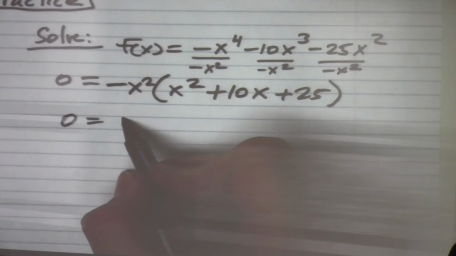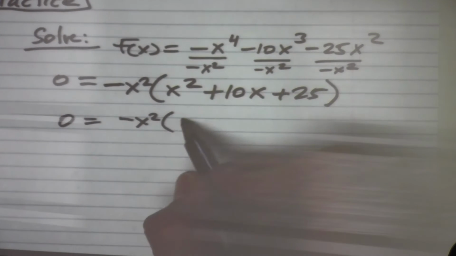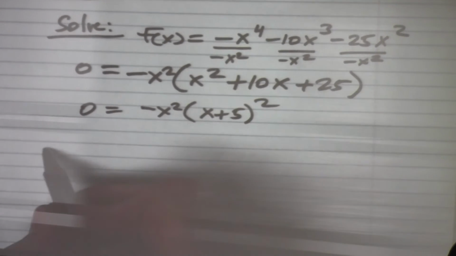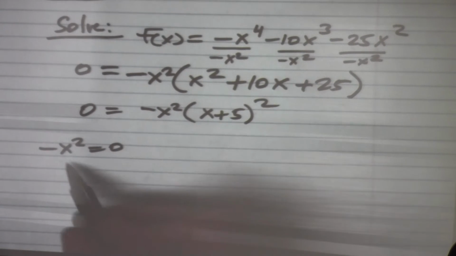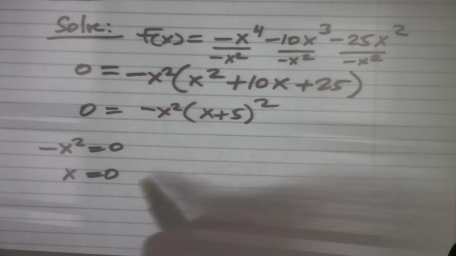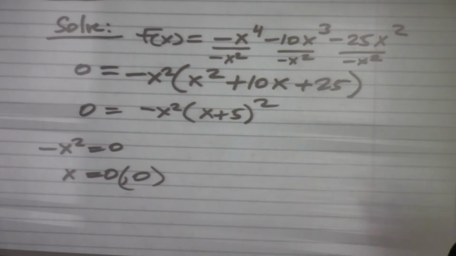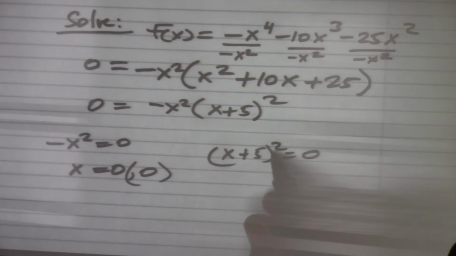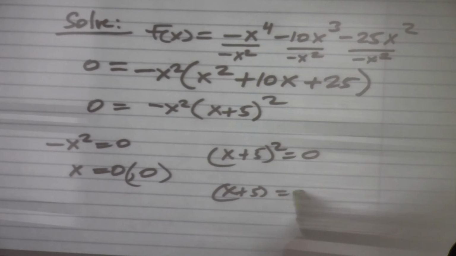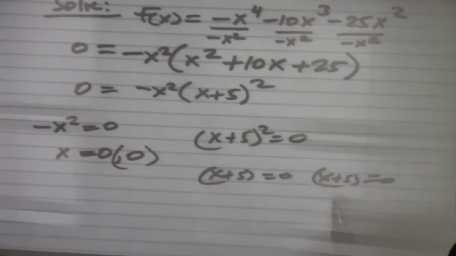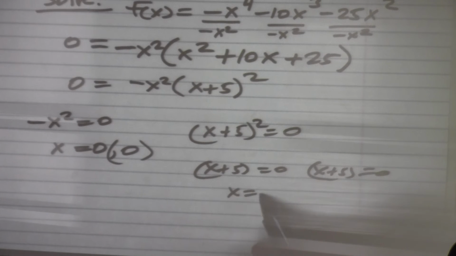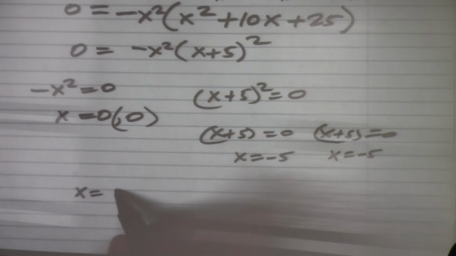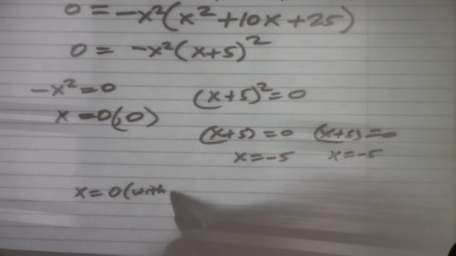Now I can do 0 equals -x squared, and if you factor it out, x plus 5 squared. So I'm going to separate them. -x squared equals 0. The negatives cancel, x is equal to 0, but we know it's 2 of them, so I'll put that in parentheses. And then we know x plus 5 squared is equal to 0. Well, that's 2 of them, so I'll do x plus 5 is equal to 0, and x plus 5 is equal to 0. When I subtract 5 on both of them, x is equal to -5, x is equal to -5.